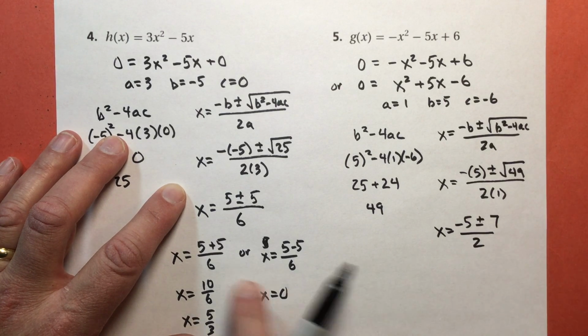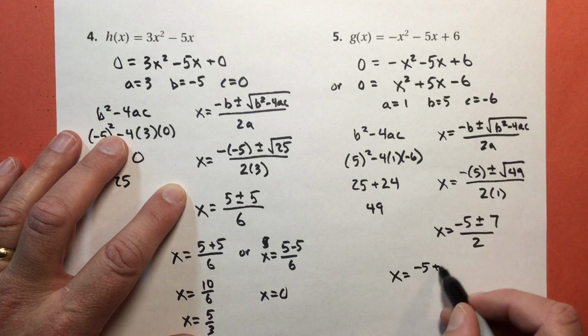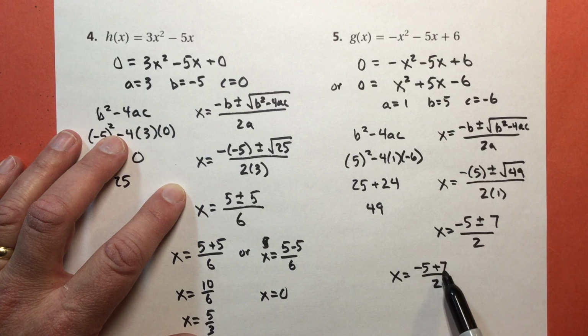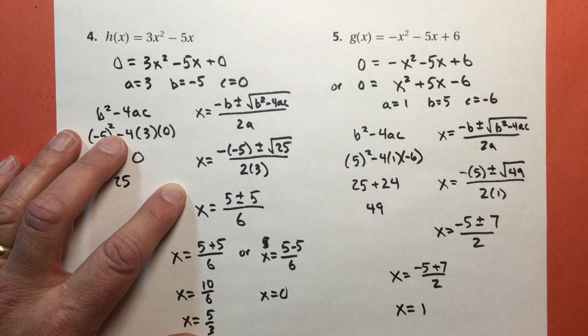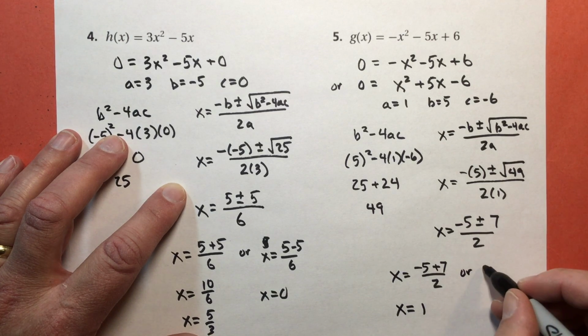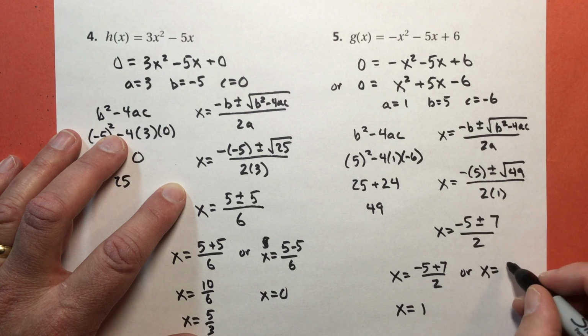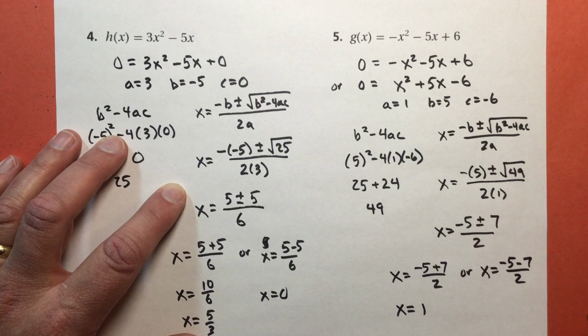I can split this like I did over here. I get x equals negative 5 plus 7 divided by 2. Negative 5 plus 7 is 2. 2 divided by 2 equals 1. So I get x equals 1. The other root, or zero, because we're dealing with functions, is negative 5 minus 7 divided by 2. Negative 5 subtract 7 is negative 12, and negative 12 divided by 2 is negative 6.